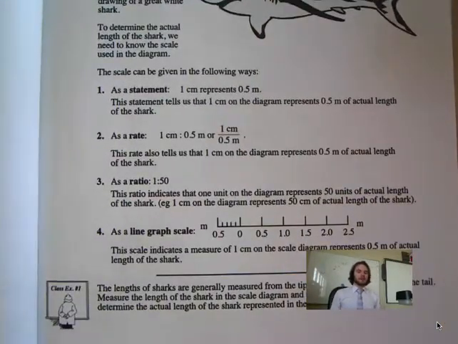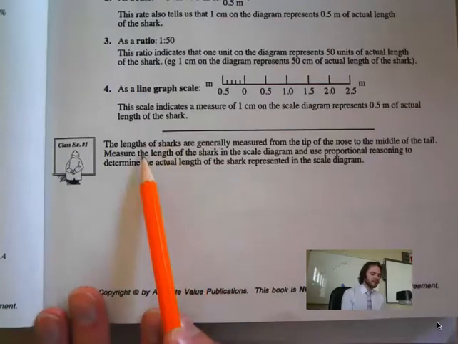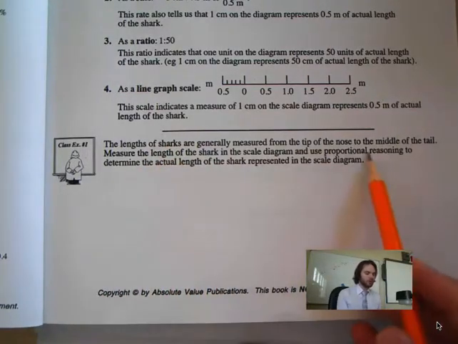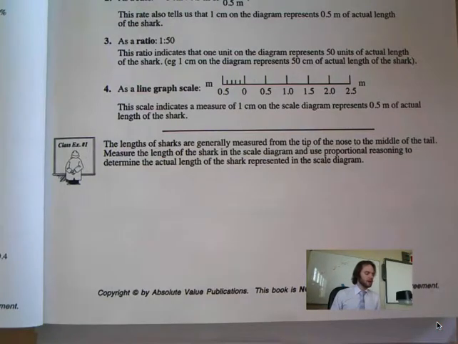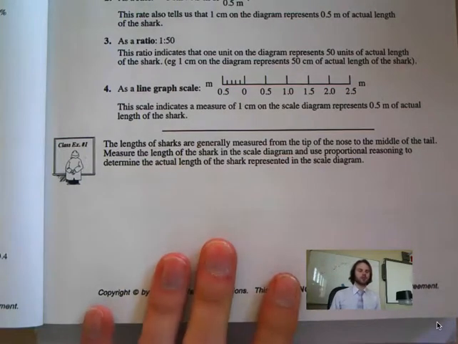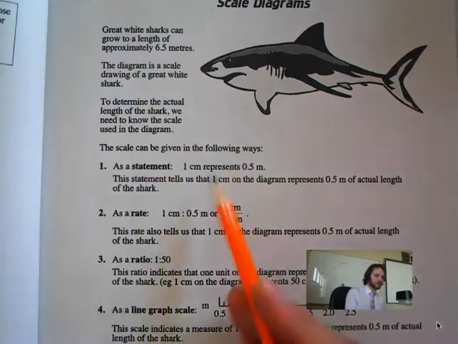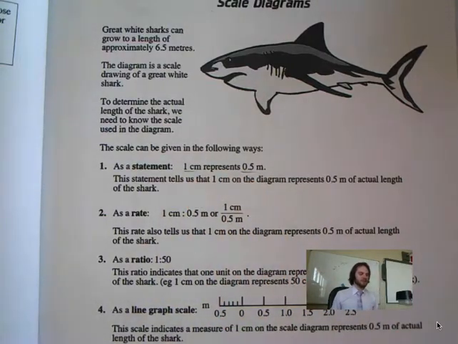It says, the lengths of sharks are generally measured from the tip of the nose to the middle of the tail, okay? So measure the length of the shark in the scale diagram and use proportional reasoning to determine the actual length of the shark. So here we go, here's my shark. And we read this, it says 1 centimeter is equal to 0.5 meters.